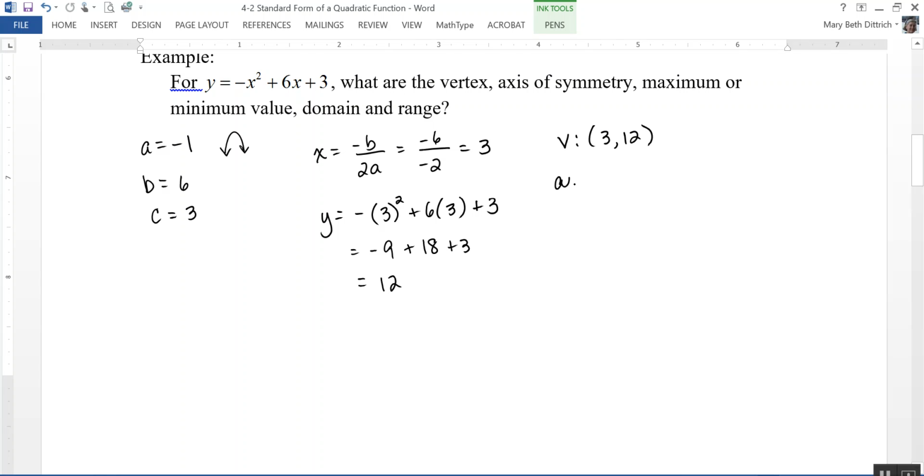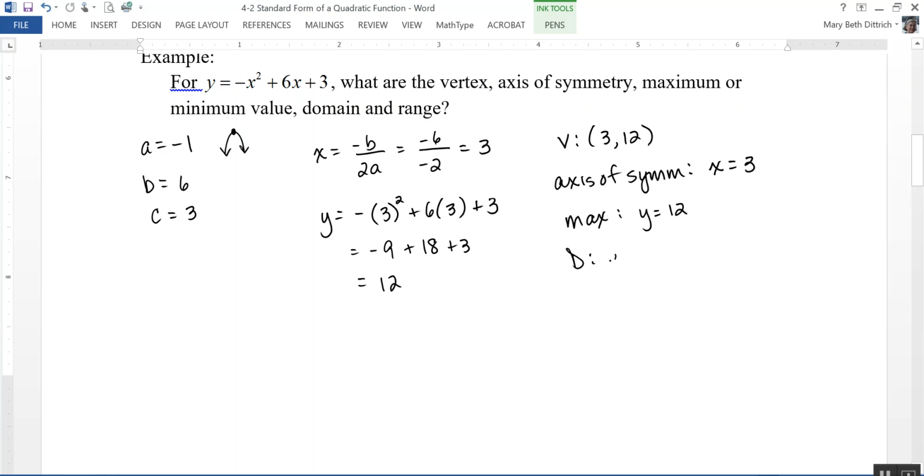My axis of symmetry is the line x equals 3. Remember, don't just write 3. It is the equation of a vertical line, x equals 3. Because my parabola is opening downwards, it's going to have a maximum value. And my maximum value is going to be y equals 12, because that is the y-coordinate of the vertex.